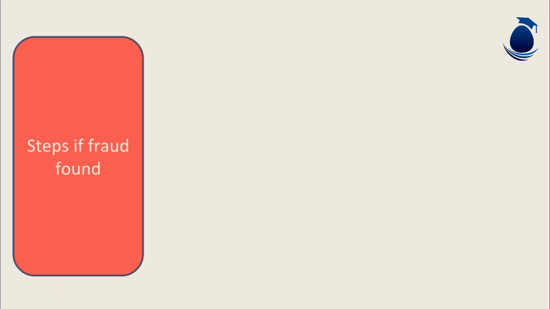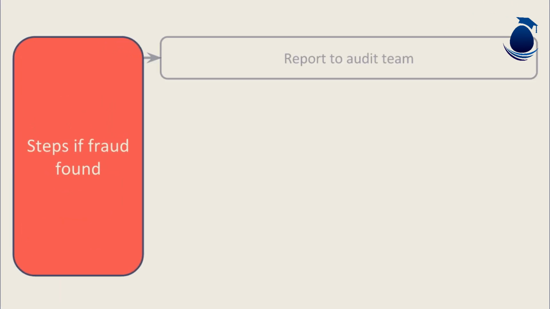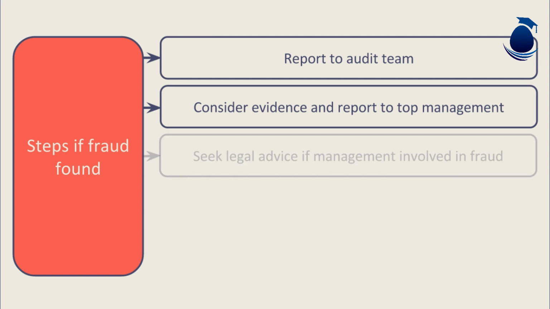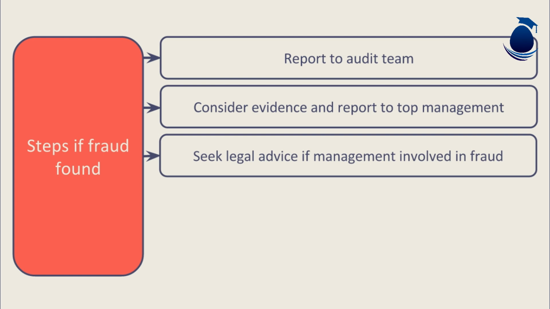If fraud is found by the auditor, there are some simple steps to follow. Report it to those responsible for the audit team, for example, the audit manager and audit partner. They should then consider the evidence obtained and report this to the highest level of management at the client. If the auditor is suspicious that the management are involved, they should seek legal advice and consider whether they would report externally.